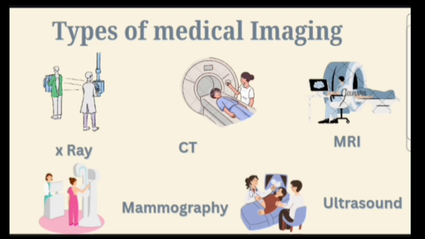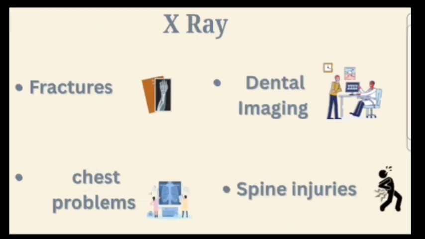So, what are the most common types of medical imaging? There are 5 main types: X-ray, CT (computed tomography), MRI (magnetic resonance imaging), ultrasound, and mammography. Now we'll talk about the first type, X-ray, which is one of the oldest and most widely used imaging techniques. So, when do we use it?